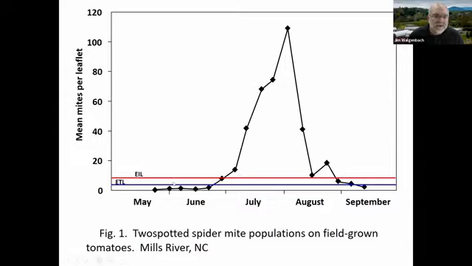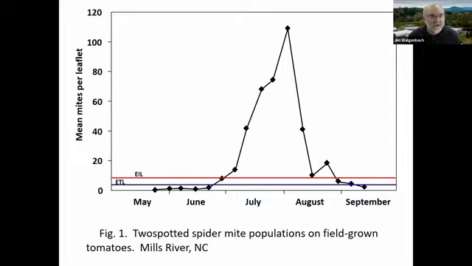Then look at the bottom here, this red line. That's the economic injury level, at about 8 to 10 mites per leaflet. Once you get above that, the damage is such that it's equivalent to what it would cost to apply some type of pesticide to control it. So as I indicated, that's about 8 to 10 mites per leaflet.